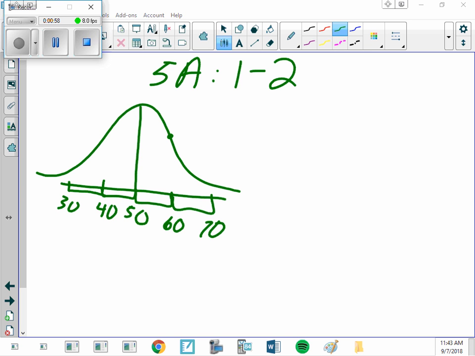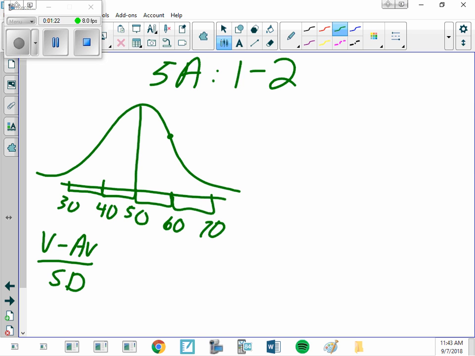So A, convert each of the following scores to standard units. And to convert to standard units, which we're going to call a z-score, I take value minus average and divide it by the SD. And it's always value minus average. Why do I do it in that order? So the left ones are negative and the right ones are positive.